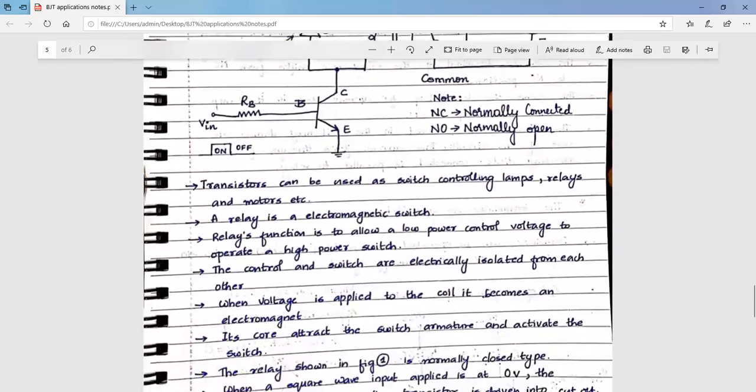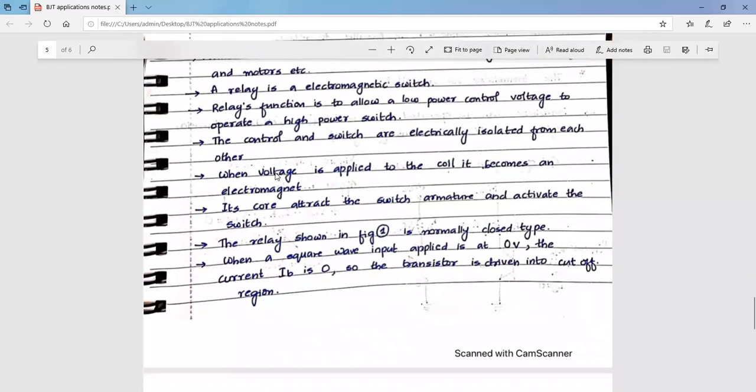Now, when voltage is applied to the coil, it becomes an electromagnet. Clear? And it attracts the switch armature and activates the switch. So when a voltage is applied to the coil, it becomes an electromagnet, and its core attracts the switch armature and activates the switch.